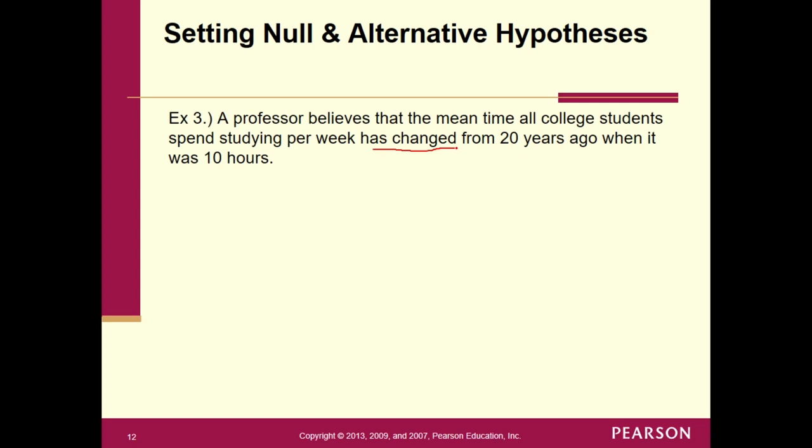And so when the researcher is trying to figure out any kind of difference from a particular value, what do you think that is in math? That is not equal to. And so the alternative is mu is not equal to what? 10 hours, right? 10. What is the null going to be? Mu is equal to 10. Why is it mu again? Because it's mean. So mu stands for the mean time all college students spend studying per week. Okay.